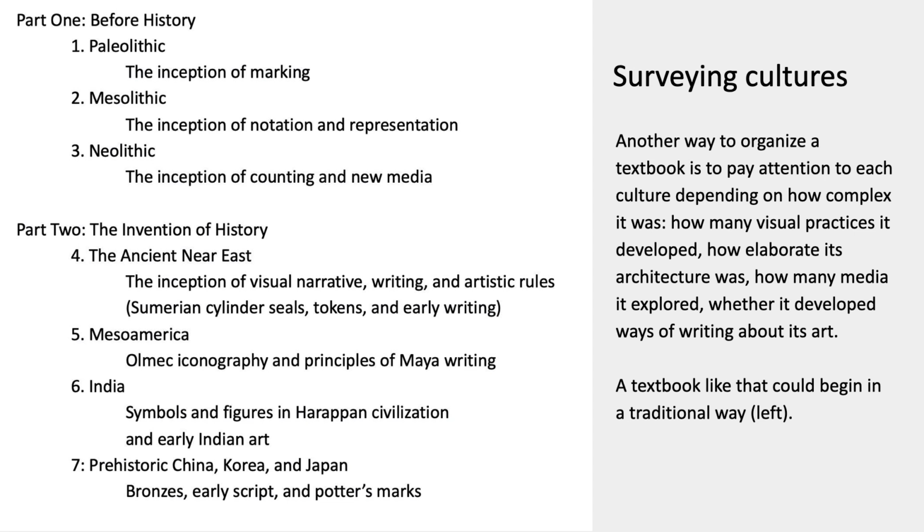So on the left, you could have something like the invention of history, and there are three large cultures or cultural areas of multiple cultures: the ancient Near East, Mesoamerica, India, prehistoric China, Korea, Japan. These are all cultures that you could value more or less equally or include in your narrative because each one of them had these accomplishments.